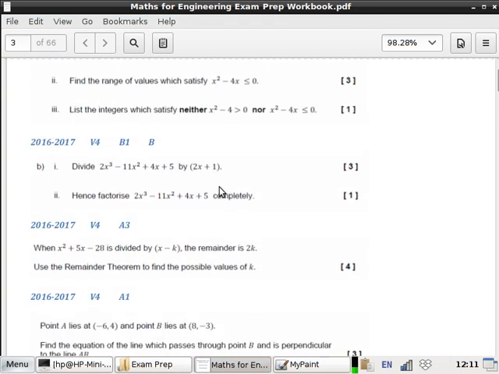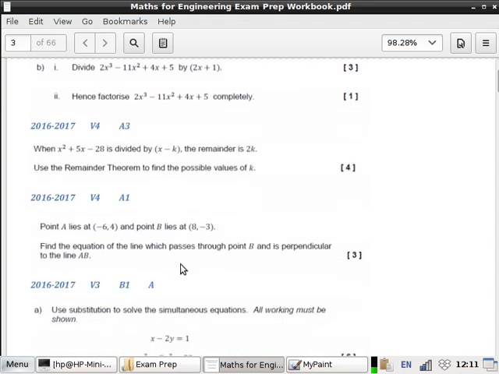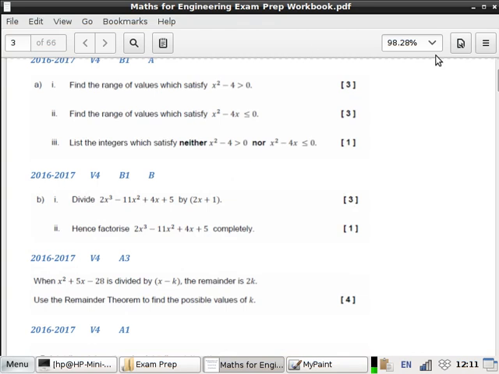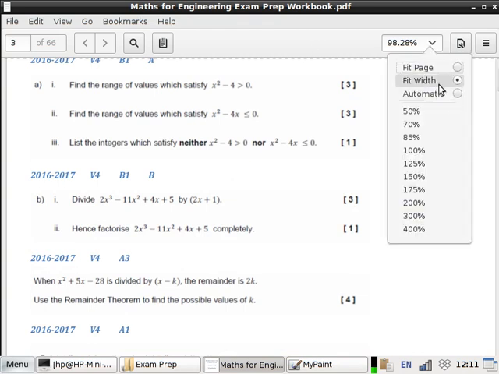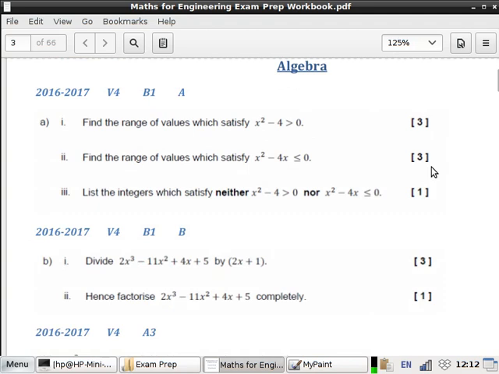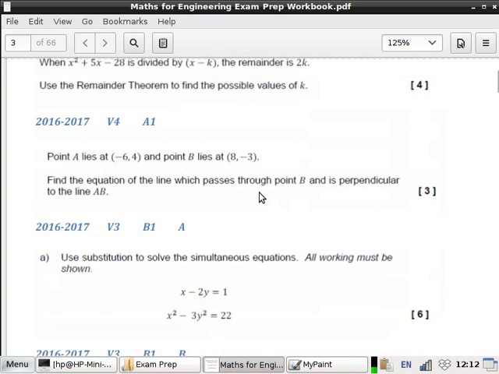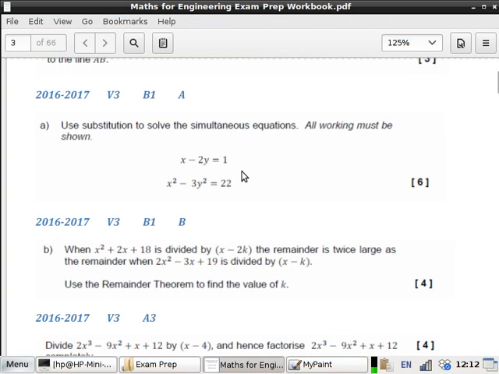I remember we did a divide. But did we do the first one? I'll just check. Did we do this one? I don't think we did the first one. No, we did this one. Oh yeah, I remember now. Did we do the line? We did the line, I remember. Okay, so I think we must be on this question.